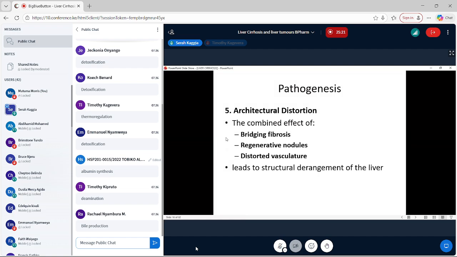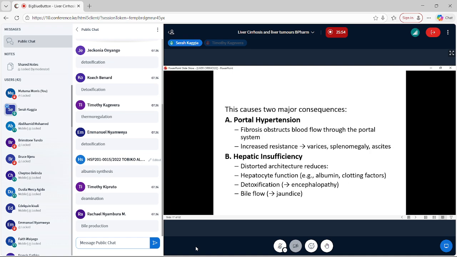Then what do we see? So the combined effects of all that, we will see bridging fibrosis. We have seen that with the laying down of collagen. We'll see the regenerating nodules as the liver is attempting to resolve. Then we'll have a distorted vasculature. Okay. With all this, the normal function of the liver gets diminished. All those things you were mentioning about steroid hormone, storage of vitamins, detoxification, deamination, all those are lost. All of them. Okay?